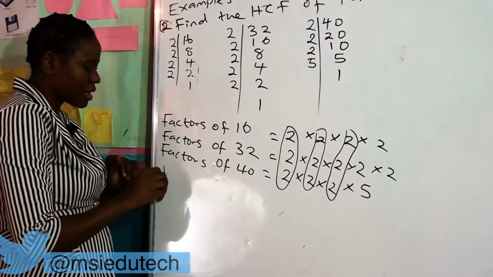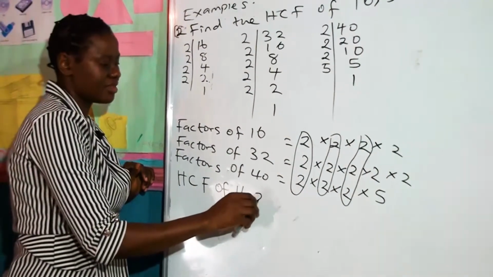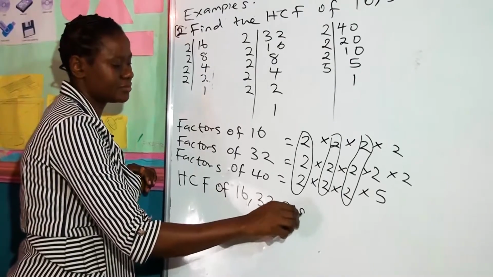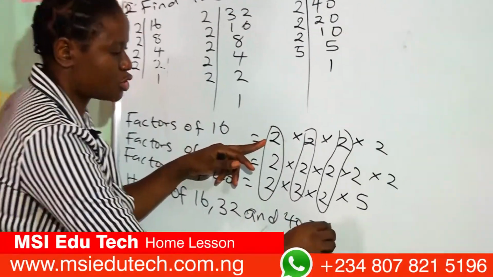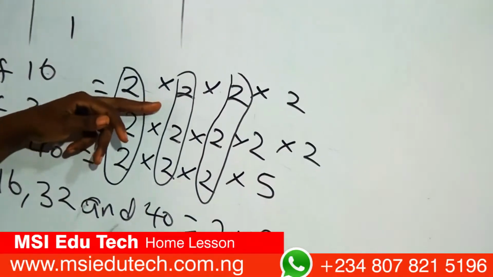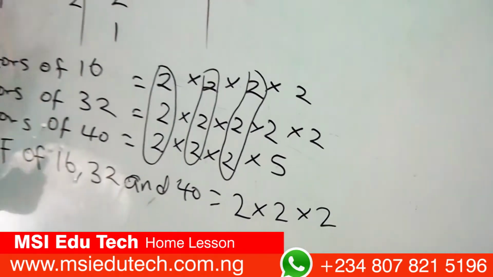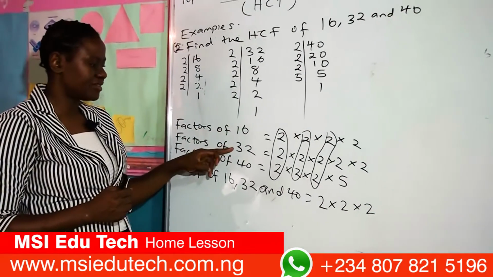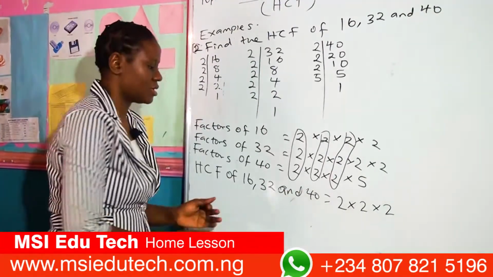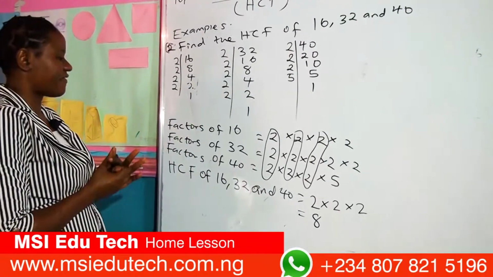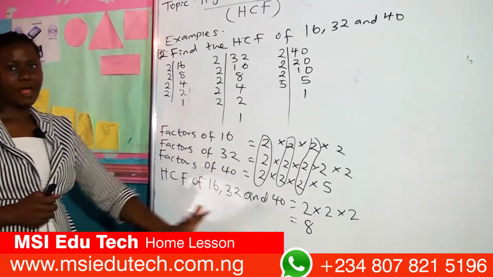So the highest common factors of 16, 32 and 40 would be 2 times 2 times 2. It implies that the highest factor that could divide 16, 32 and 40 is 2 times 2, 4, times 2, 8. So the highest factor that could divide 16, 32 and 40 is 8. I hope you got that.